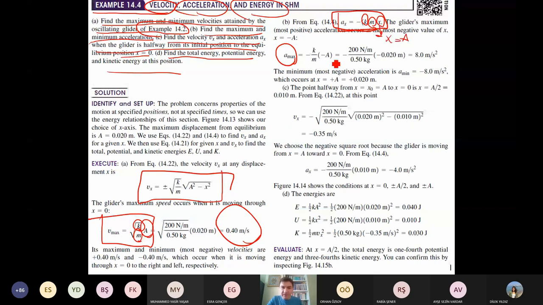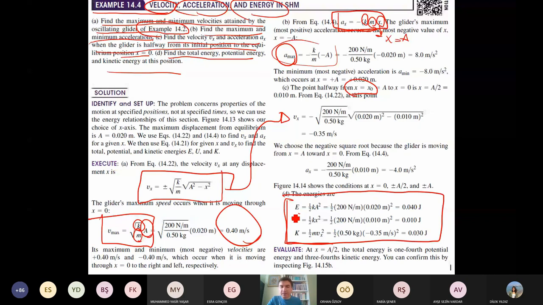And what about Vx at some certain condition? By applying this equation, you can find it. Finally, you can write the total mechanical energy, the elastic potential energy, and the kinetic energy by using these equations. If you know k and the amplitude, you can calculate the total energy in joules. If you know kx, you can calculate the elastic potential energy in joules. If you know the mass and the Vx for a certain x position, you can calculate the kinetic energy.